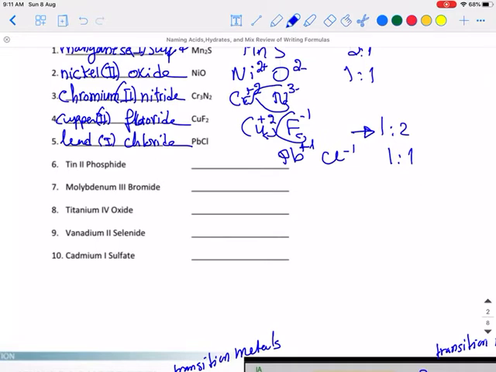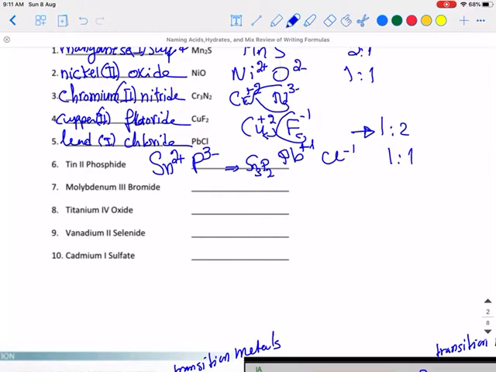Tin(II) phosphide. Tin is symbolized by Sn2+, it means charge 2 plus. Phosphide comes from phosphorus, group 5. It has charge 3 minus. Criss-cross, the formula will be Sn3P2.